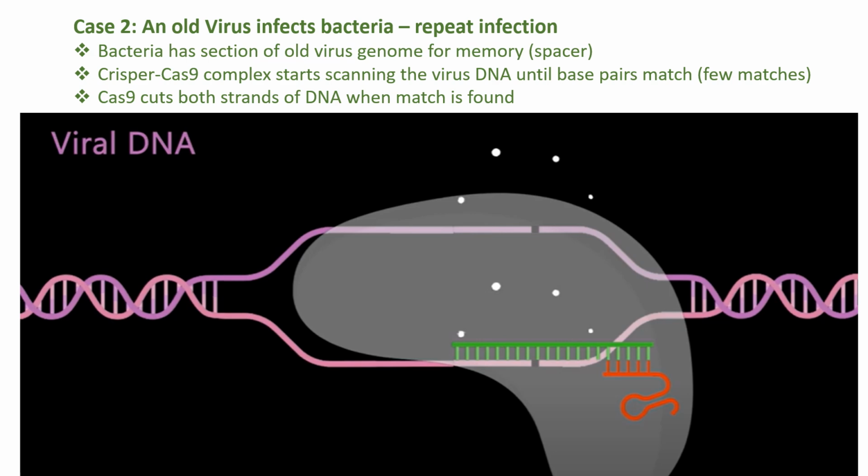Next time, when the same virus infects the bacteria, it sends the CRISPR-Cas9 complex for that virus to meet the viral DNA. The CRISPR-Cas9 complex scans the invading viral DNA by opening up the DNA strands. When it finds complementary nucleotides, it attaches to one DNA strand. Only then, the Cas9 protein will cut both DNA strands. The viral DNA is then inactivated and destroyed.